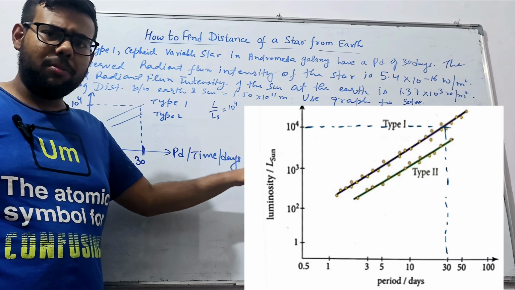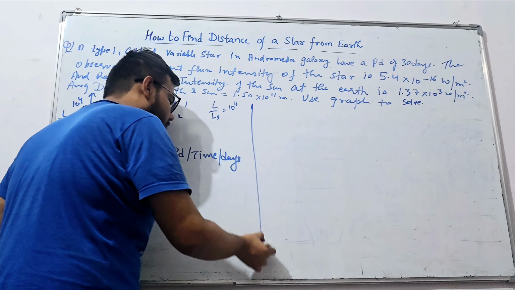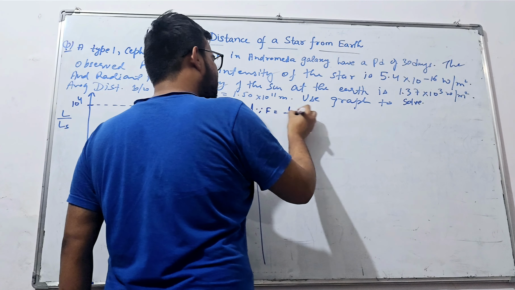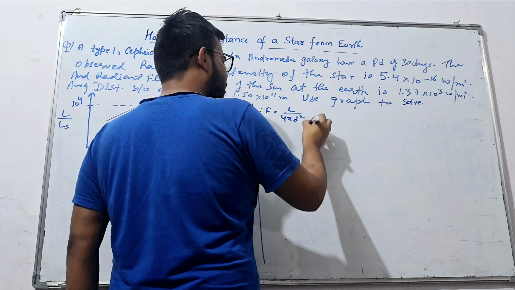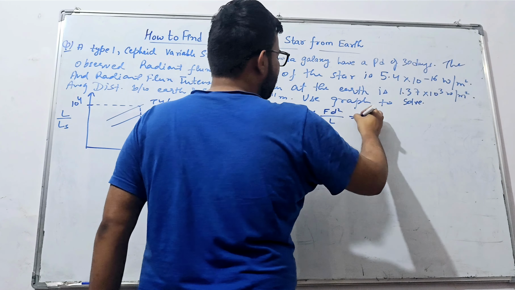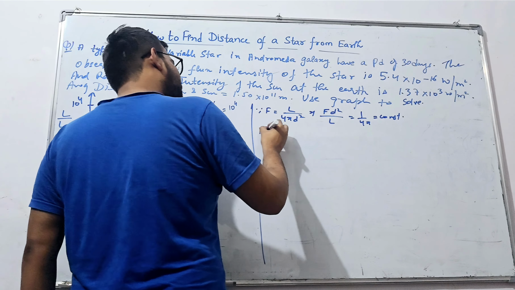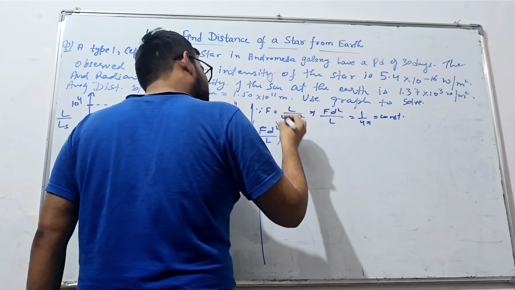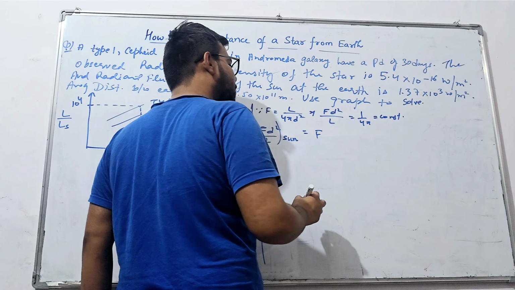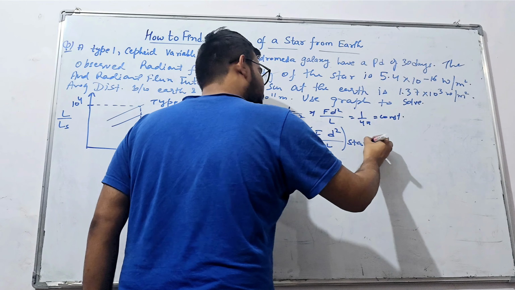So now let me remove that graph and I will solve the question over there. We know that f is equal to L by 4πd², right? Which means that f d² by L is equal to 1 upon 4π, which is a constant, which means that f d² by L with respect to the sun is equal to f d² by L with respect to the star, right?